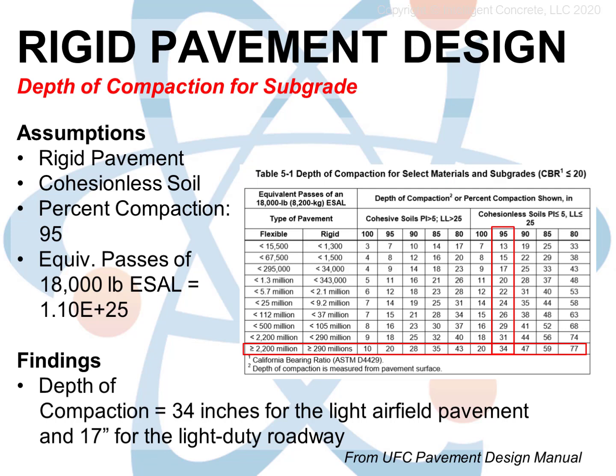This table shows what the military considers a minimum depth of compaction for the soil under a pavement. It uses equivalent traffic loads, type of soil, type of pavement, and percent compaction. We're working with a rigid pavement and cohesionless soil. The typical percent compaction for a subbase is 95%. By looking at the table, we find that our minimum depth of compaction is 34 inches, measured from the surface of the pavement to the bottom of our zone of construction for a light airfield pavement.